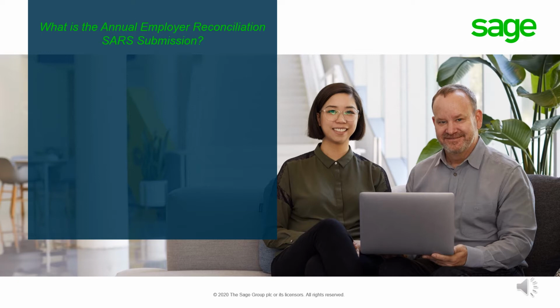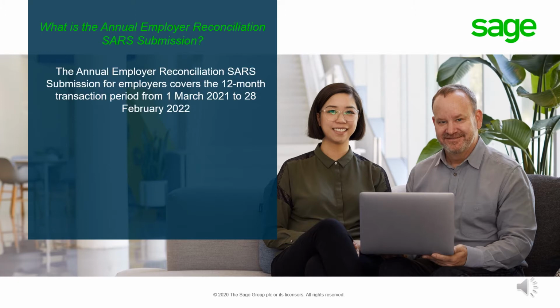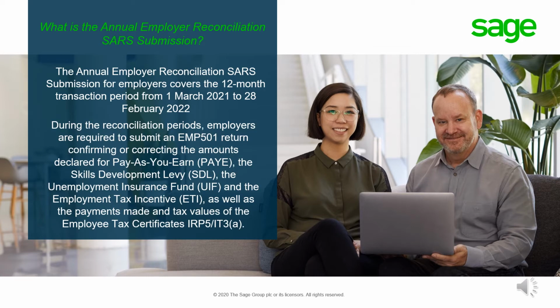What is the annual Employer Reconciliation SARS submission? The annual Employer Reconciliation SARS submission for employers covers a 12-month transaction period from the 1st of March 2021 to 28 February 2022. During the reconciliation period, employers are required to submit an EMP 501 return confirming or correcting the amounts declared for pay-as-you-earn, the Skills Development Levy, the Unemployment Insurance Fund, and the Employment Tax Incentive, as well as the payments made and the tax values of the employee tax certificates.